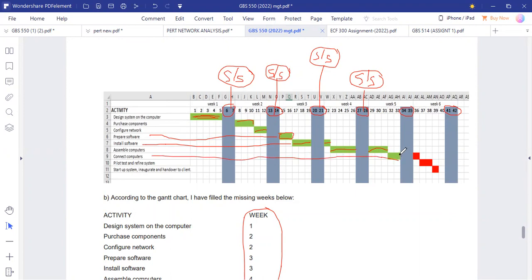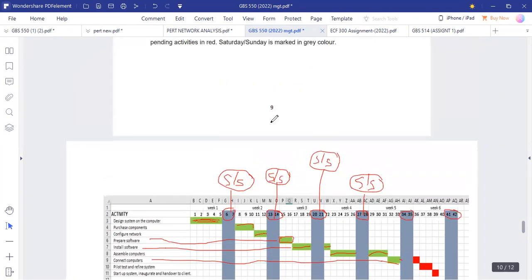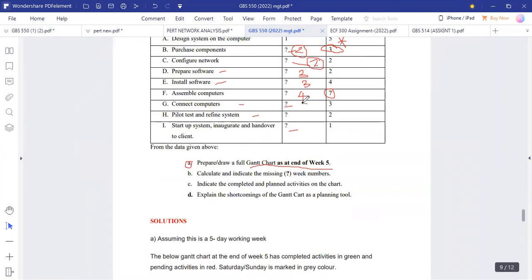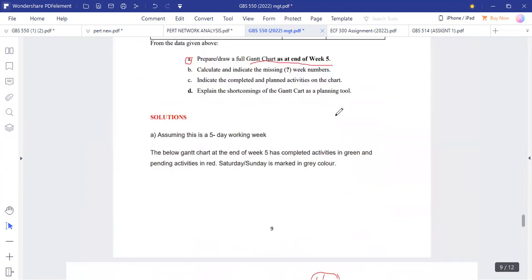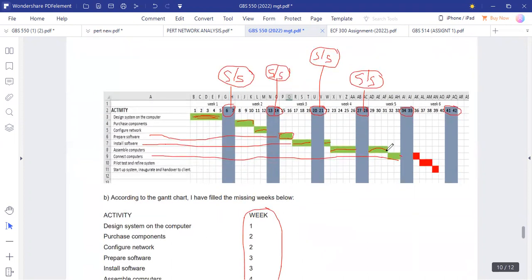So it was taking what? We have to check. It's done in week 5. Connect computers will be done in week 5. And then how many days? 3 days. Okay, so we can now check where this one completed. It was taking 3 days, so it will be completed the other week, which is week 6, but it started in week 5.